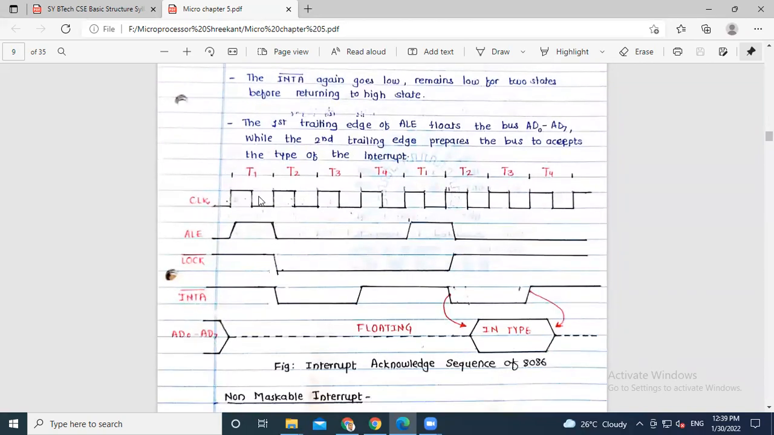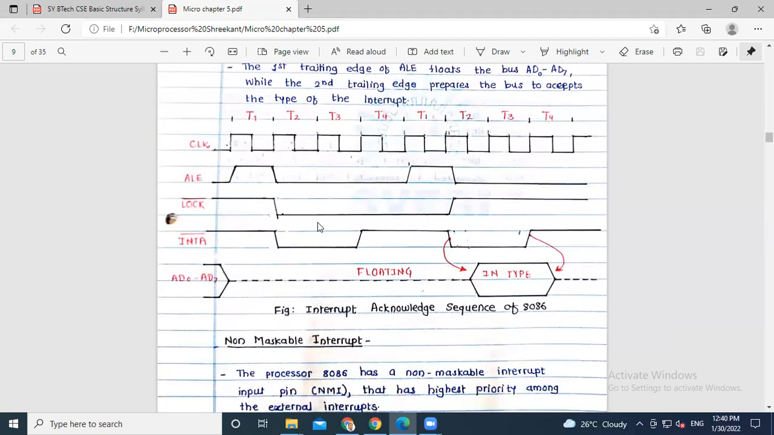This is the clock, which is given to the interrupt device. Then ALE: in the first 2 cycles of the clock it is high, and in the remaining 2 cycles it is low. At the end of cycles T1 and T2, the next cycle starts, it goes high again, and repeats the same process up to the end. Here we use the LOCK signal: whenever it is high, LOCK becomes high, and whenever it is low, it is also low. You can see this in the timing diagram. The interrupt acknowledge is the opposite of ALE. On AD0 to AD7, the data is transferred only in the high state, after recording of all the things. Okay, so that is the interrupt acknowledge sequence of 8086.